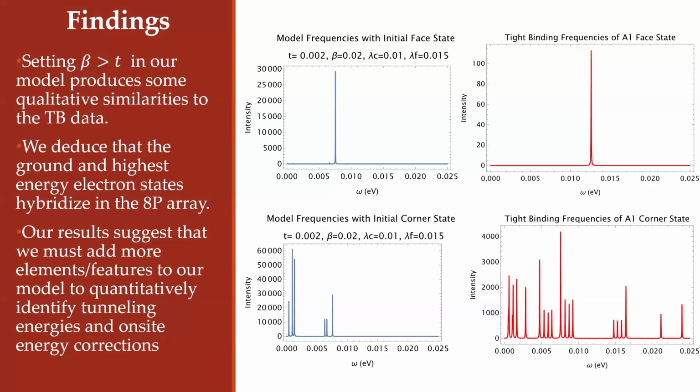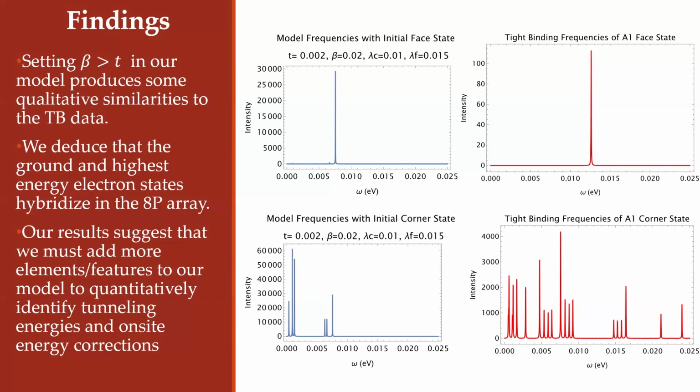But we also know that we need to improve our model to account for more elements and features to match what we see in our tight binding data. Because as you can see here, there are a lot more frequency peaks in this corner state than we see in our model state here. And so we can't quantitatively say what these tunneling energies are yet.